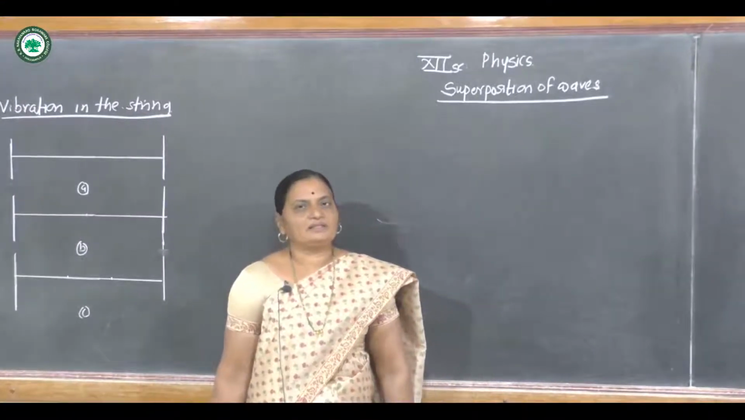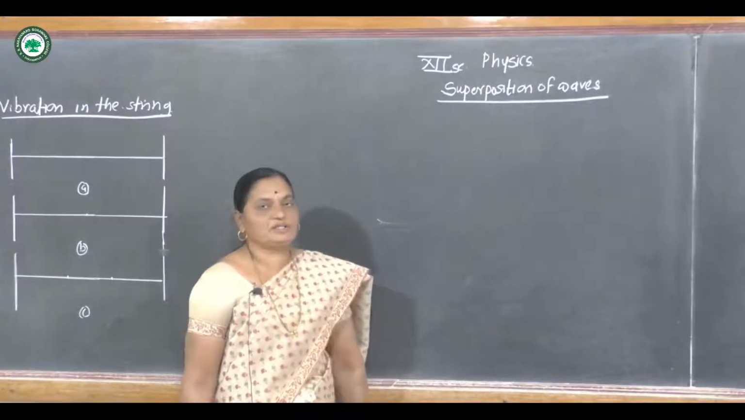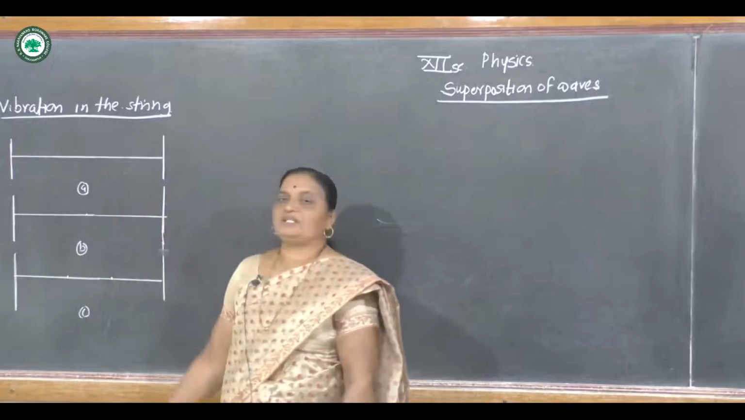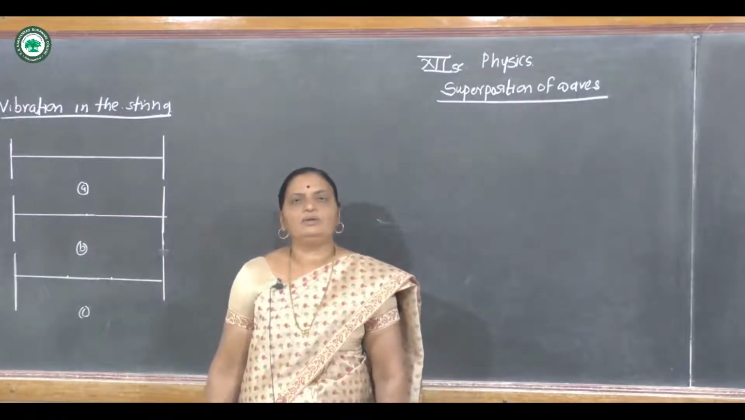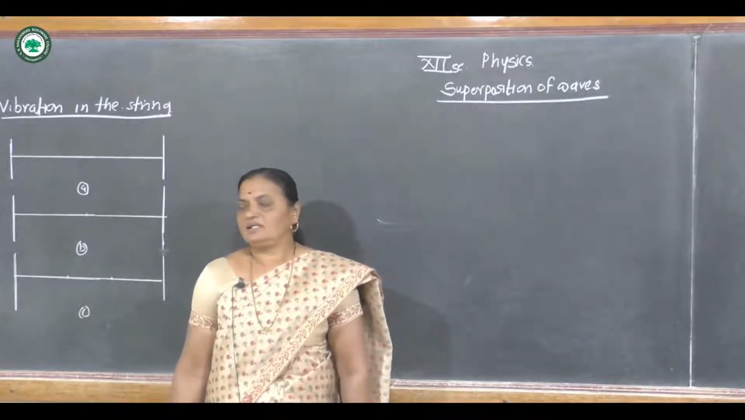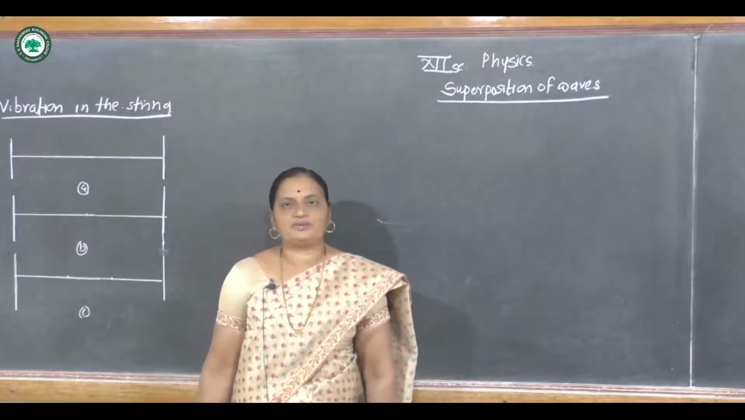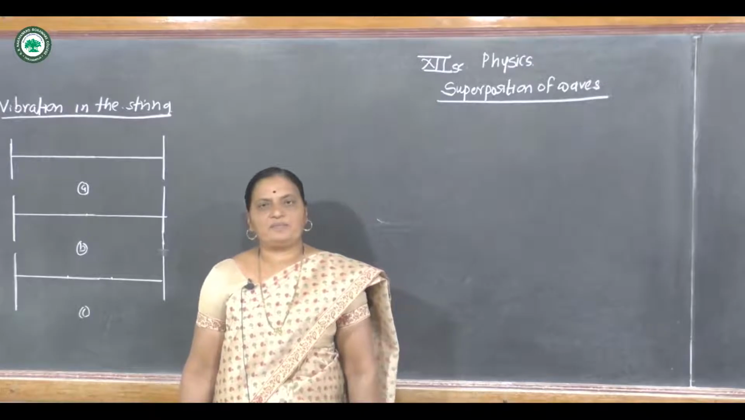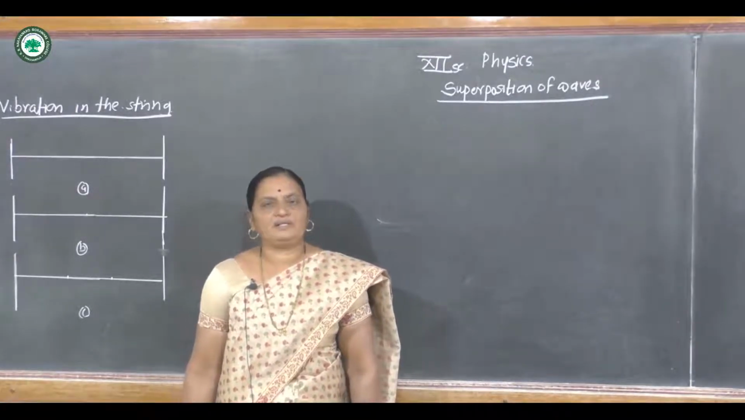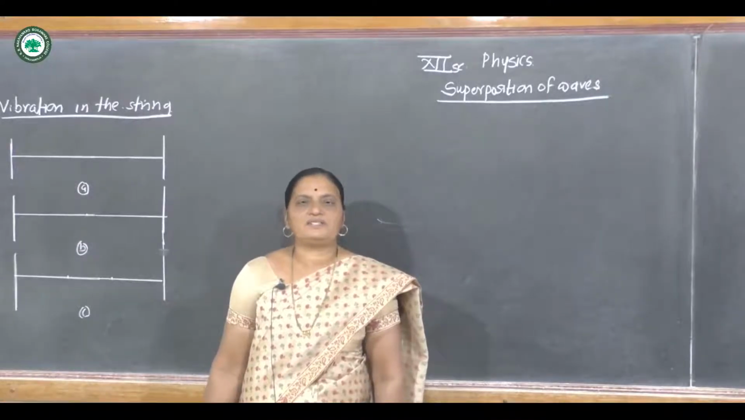Today we start the chapter Superposition of the waves. In this chapter we see the vibration in the string. We know the stationary wave. The stationary wave is formed when two identical progressive waves traveling along the same path but in opposite directions interfere with each other, forming a stationary wave.